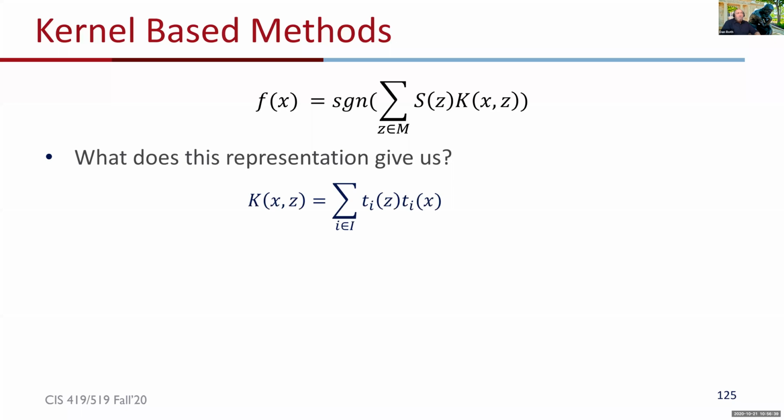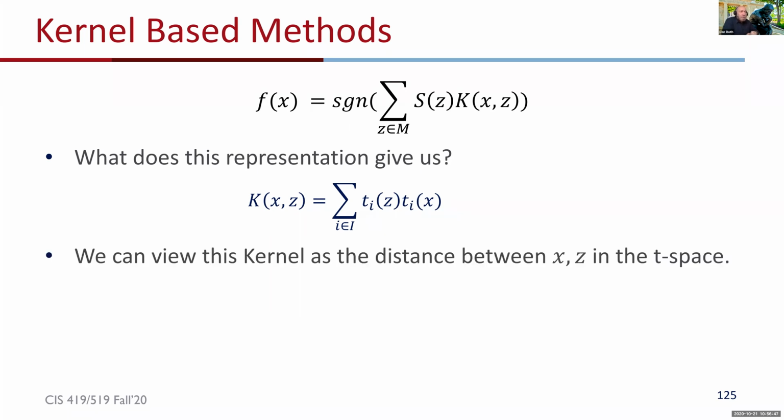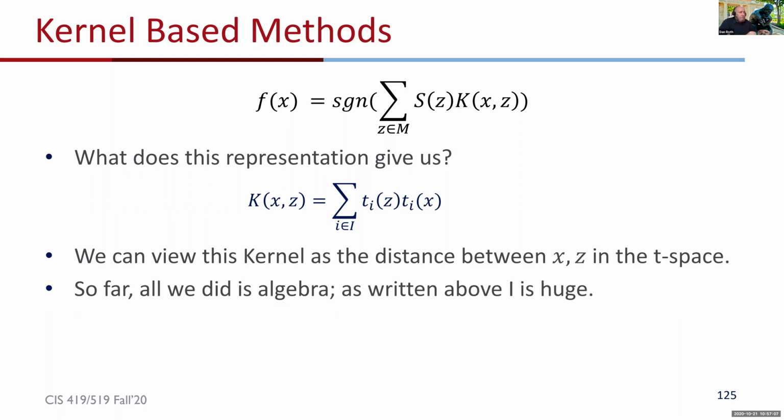Okay, so far I haven't done anything basically. I just did some algebra and I rewrote the original sum this way. Intuitively, you can think about this as a distance between x and z in the t space, which is always a useful way to think about dot products, right? Dot products actually measure distances, if you want, between two vectors. But again, as I said, all I did is algebra. I still have to compute a sum over a lot of examples, a lot of dimensions, sorry.